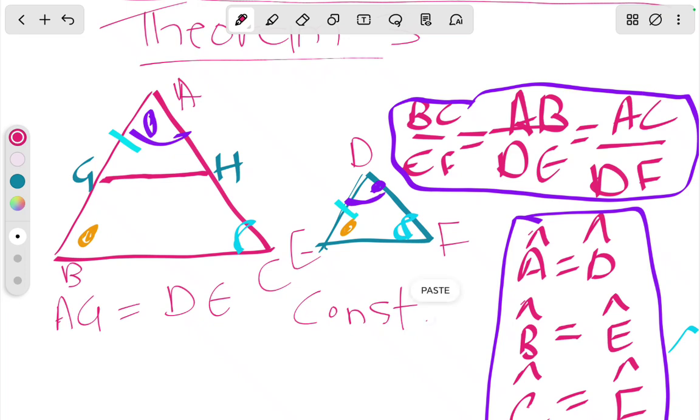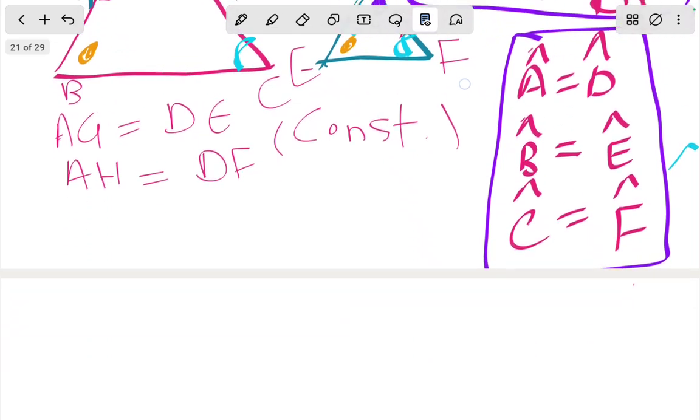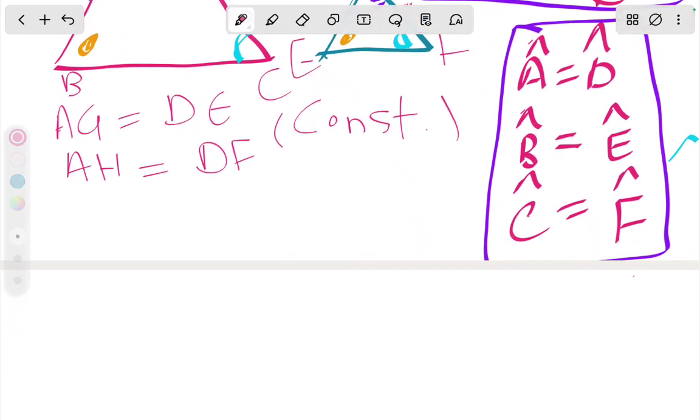And on AC we mark off AH, which is equal to DF. As we have constructed, remember we have placed the EDF triangle on that other triangle. Then we join G to H, but we've already done that because we've taken that other triangle to that other side.